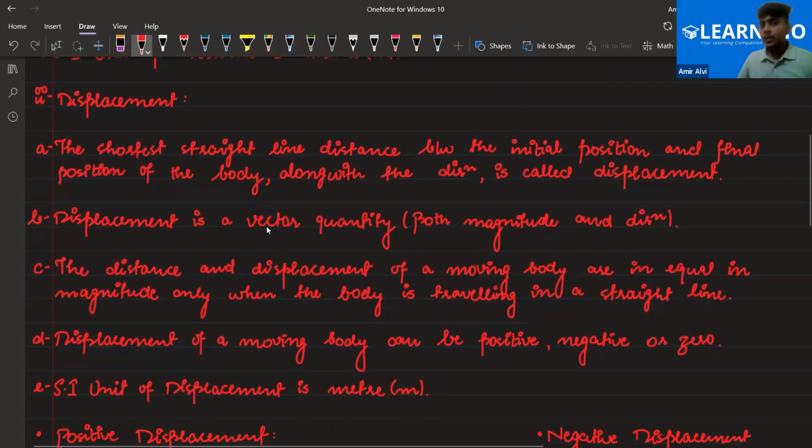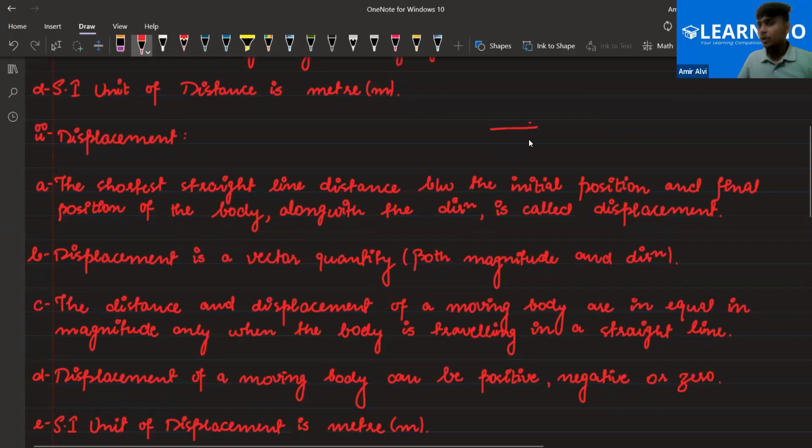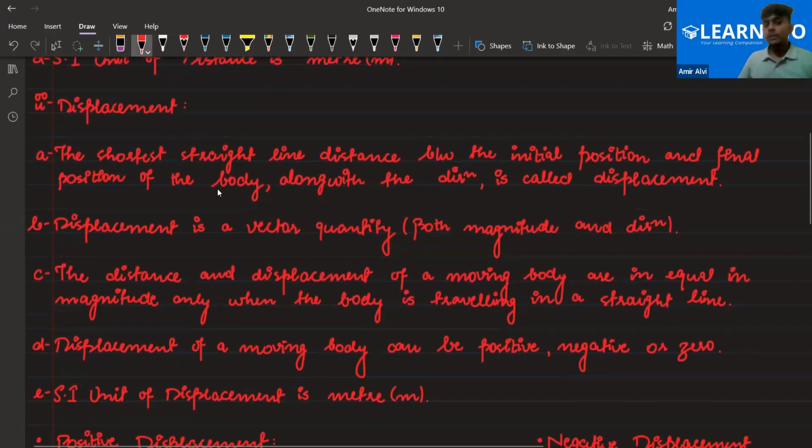So displacement is a vector quantity. That means it will depend on magnitude as well as direction. Whether it is positive or negative will depend on direction. That's why direction also matters in displacement. Clear, both of you? Yes, sir. Good. Now, please note it down.